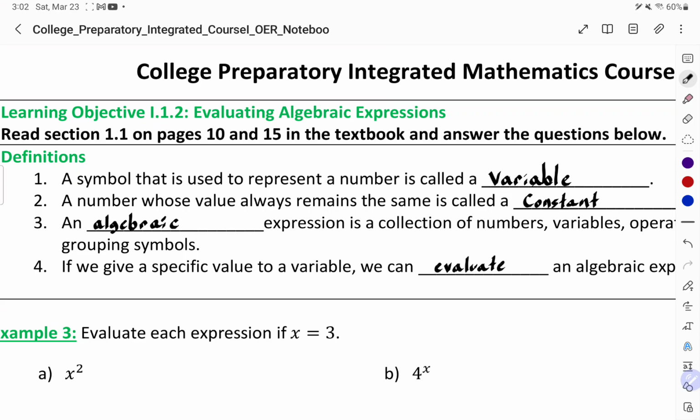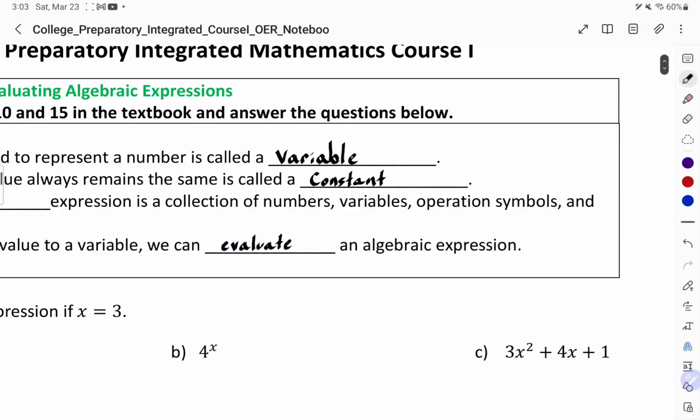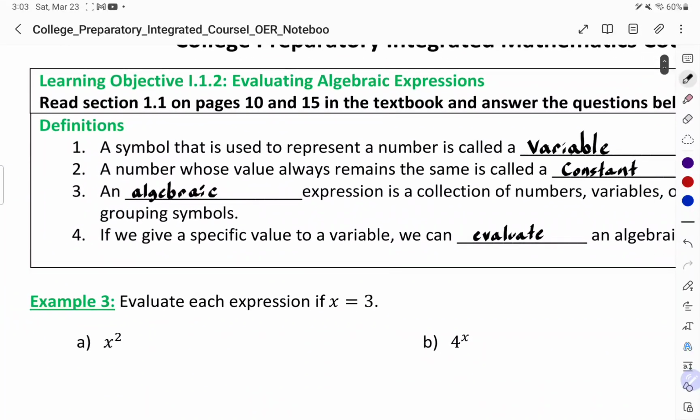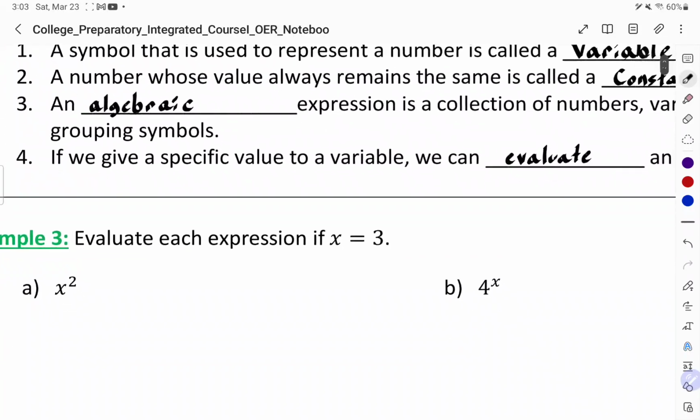Whenever we're talking about an algebraic expression, we're talking about a collection of numbers, variables, operation symbols, and grouping symbols. In other words, you guys probably know them by equations. You see things with letters and numbers, and that's what we call algebraic expressions. And we've been working with this one the entire year.